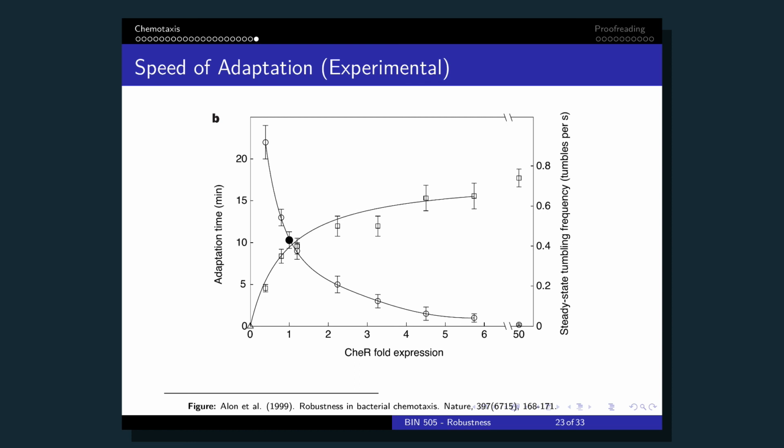And in nature, obviously, there's a distribution of these in any group of bacteria, with the wild type point here of steady state tumbling frequency of 0.45 or so, and an adaptation time of 10 minutes being the center of that distribution, the mean of that distribution. Okay, so this is all about robustness in bacterial chemotaxis.